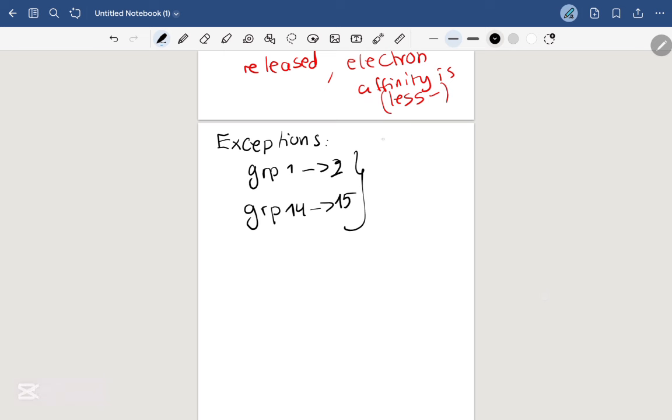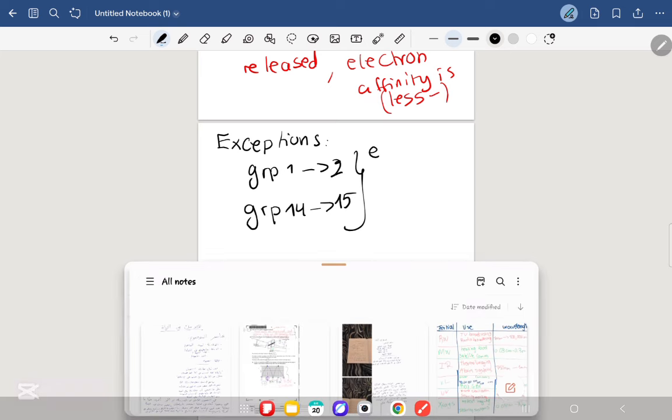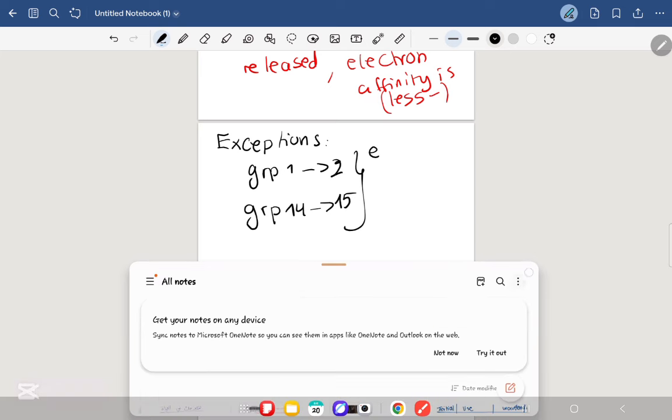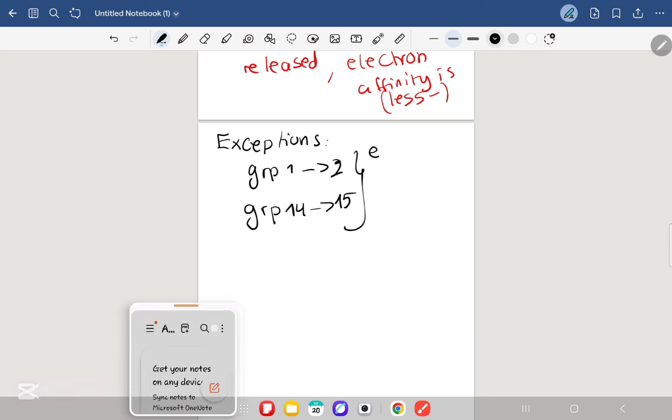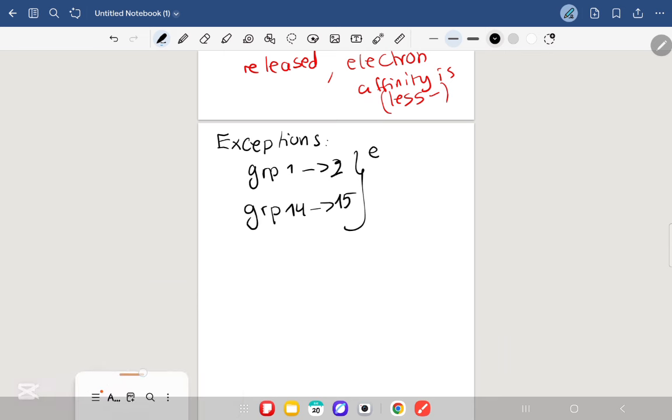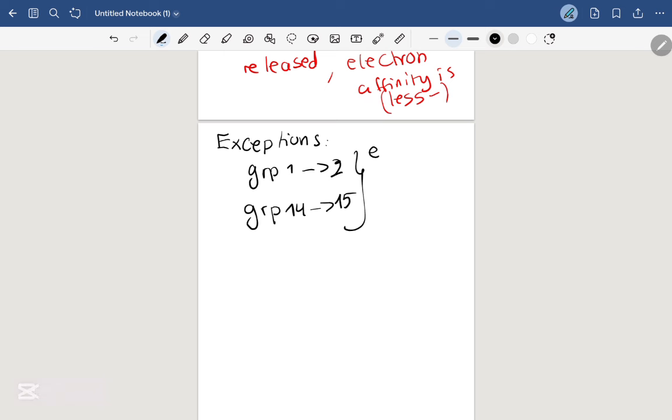So electron affinity, I don't know, I opened my bad. How do I close this? Give me a second, guys. Here we go. Okay, so electron affinity will become more positive. Now, why exactly does that happen?